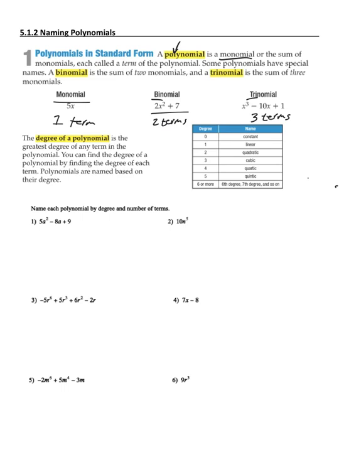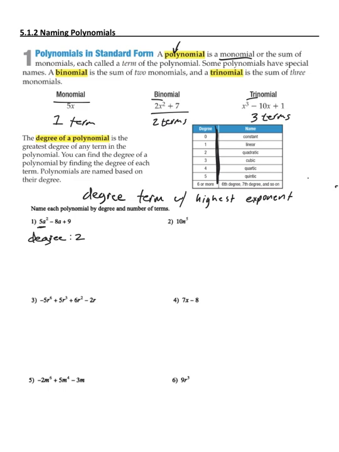Naming by degree. The degree of a polynomial is the term with the highest exponent. If you look at this first example, the term that has the highest exponent here is 5a squared. So the degree of this first example would be 2. And naming using degree, there are seven different ways to do that.